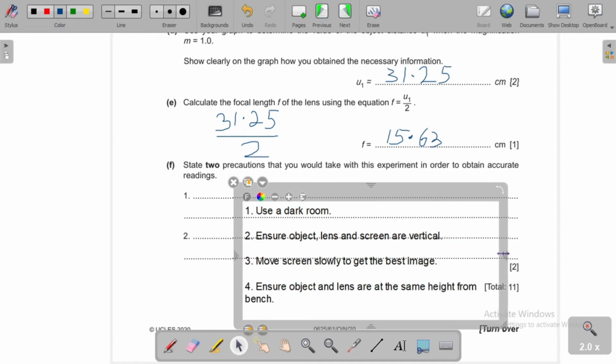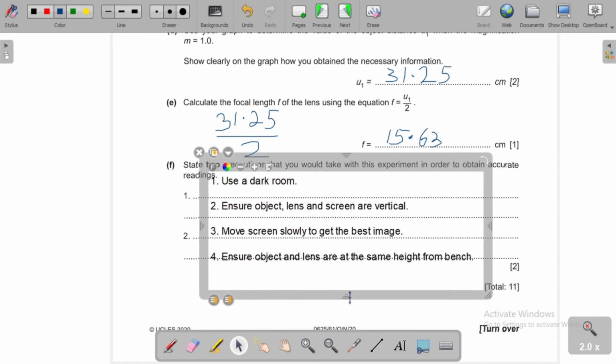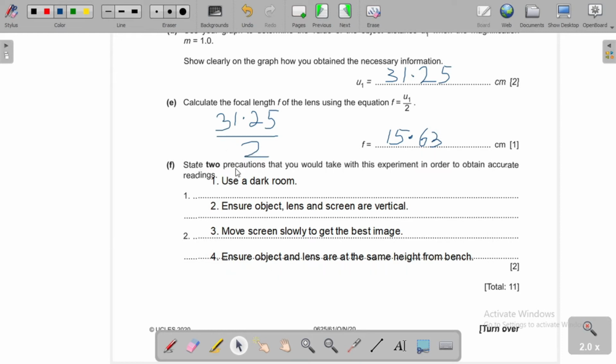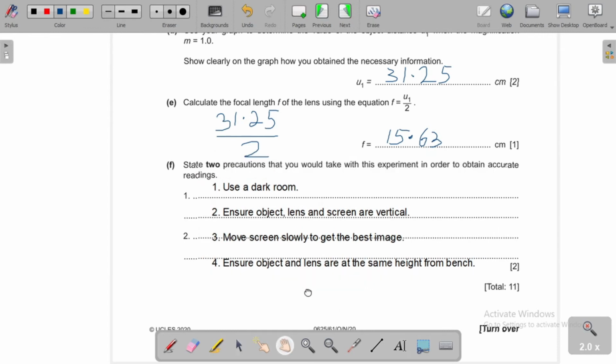Okay, these are four precautions that you can pick any two from. You can also clamp the metal rule in position. These are the common precautions for experiments with lenses. All right, I think that answers the question.